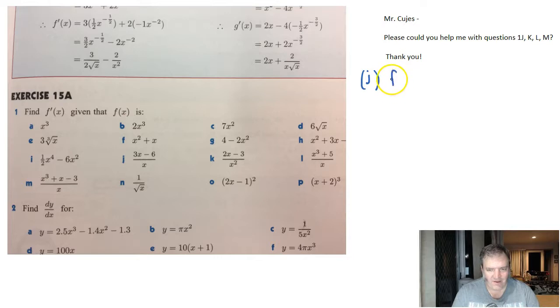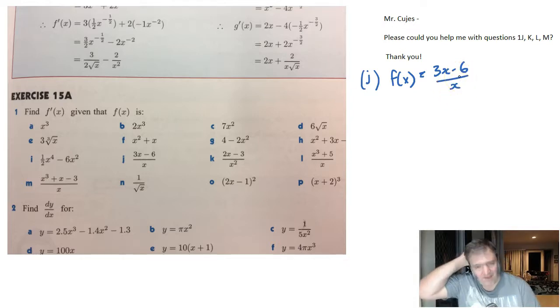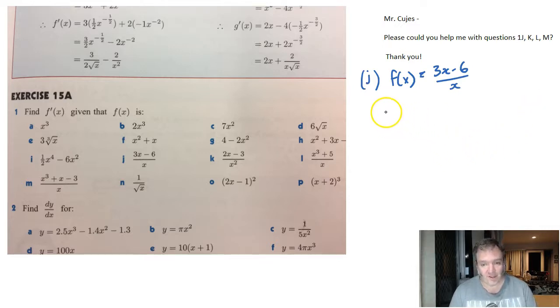I've got f of x equals (3x take 6) all divided by x. Now, many of you will be tempted. We've done the quotient rule. You could jump in and use your quotient rule here and you'd be right. You get it correct. There is a faster way, but let's have a look at the quotient rule. Just make sure we could do that, seeing as we only learnt it the other day.